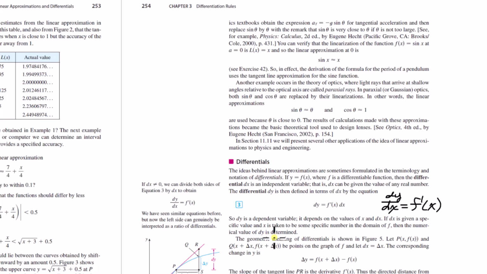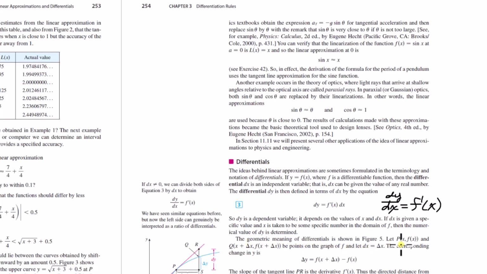Once you pick that x and that dx, well, okay, you have a function. You have to start with a function, f of x. Then you pick the x value, and then you pick the dx value. Then you can evaluate what dy is. Okay, so the geometric meaning of differentials is shown in figure 5.